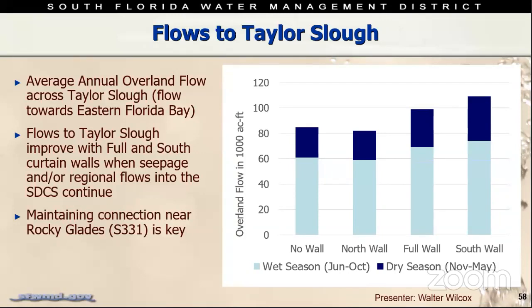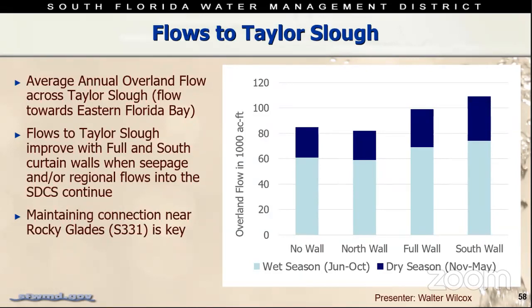For Taylor Slough, it's a little bit more of a mixed bag. Looking again at the same scenarios, the no wall on the left, the north wall, and then the full wall and the south wall. You can see that both the full wall and the south wall increase flows to Taylor Slough, and those flows propagate south toward Florida Bay. But the north wall configuration, because of some of those drier stages that you saw propagating into the ENP marsh, actually reduces flow to Taylor Slough in that particular case. And again, interestingly, the south wall only configuration tends to perform a little bit better than the full wall, at least in the modeling representation.